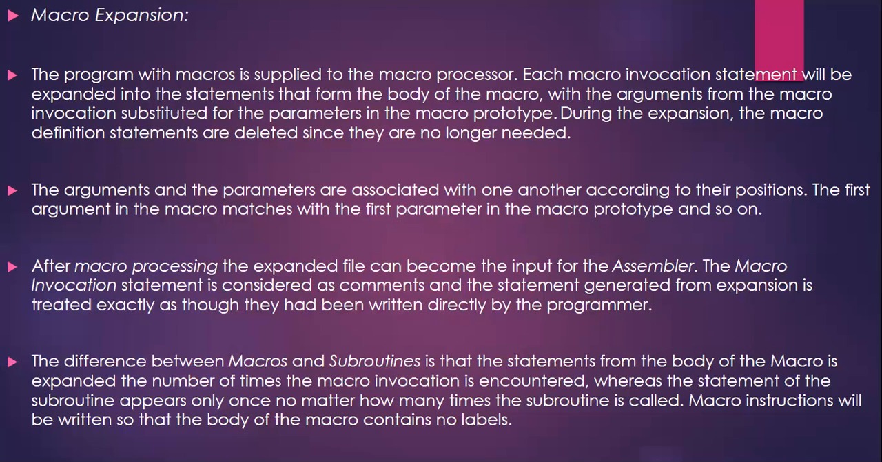The difference between macros and subroutines is that the statements from the body of the macro are expanded the number of times the macro invocation is encountered. However many times you encounter the macro statement, that many times we need to go for the expansion. Whereas the statements of the subroutine appear only once, no matter how many times the subroutine is called. We may call nested subroutines or multiple subroutines, but the result is submitted as only one copy. That is the main difference.